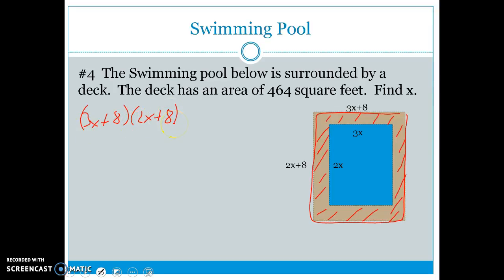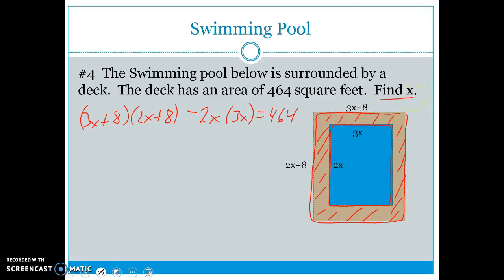But that's going to give me the area of the whole thing. What I want to do then is subtract the area of the pool itself, which is 2x times 3x. And by the way, it says the area of the deck is 464. That means what I have left is equal to 464, and I want to find out what x is.